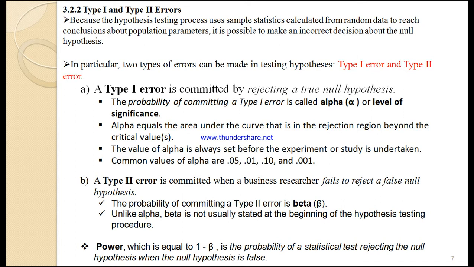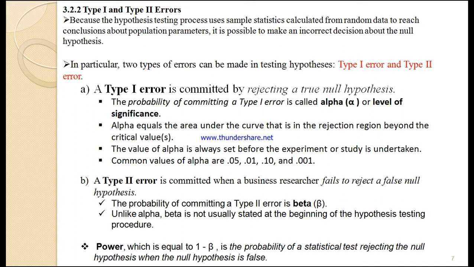Alpha is equal to the area under the curve that is in the rejection region beyond the critical value or values. The value of alpha is commonly set before the experiment or the study is started, and it is common to determine the value of alpha at 5%, 1%, 10%, or 0.01%.